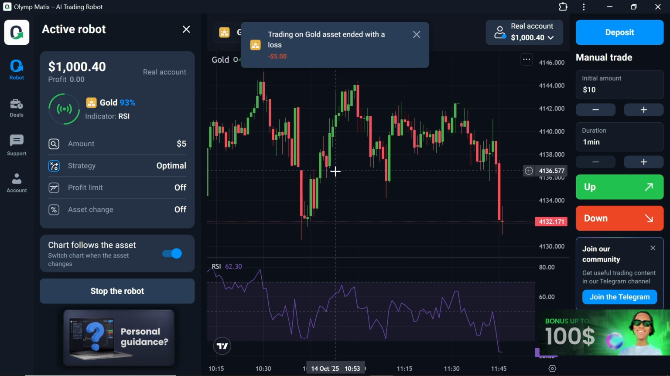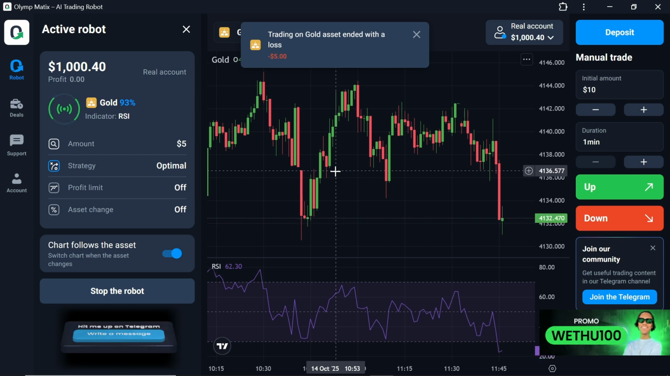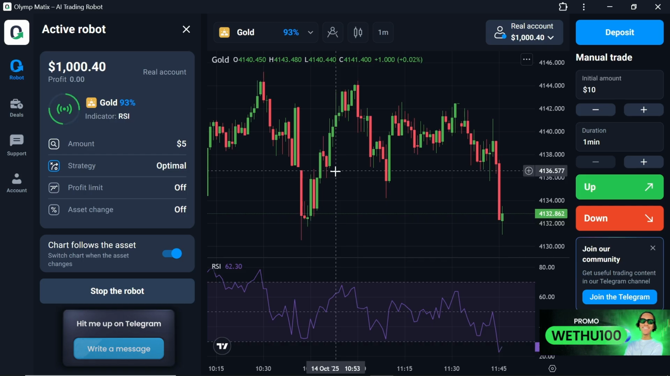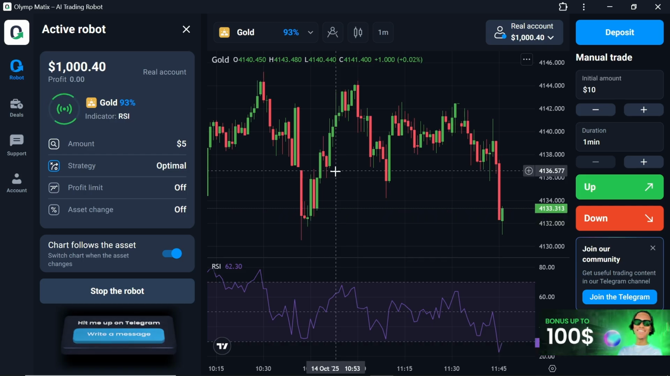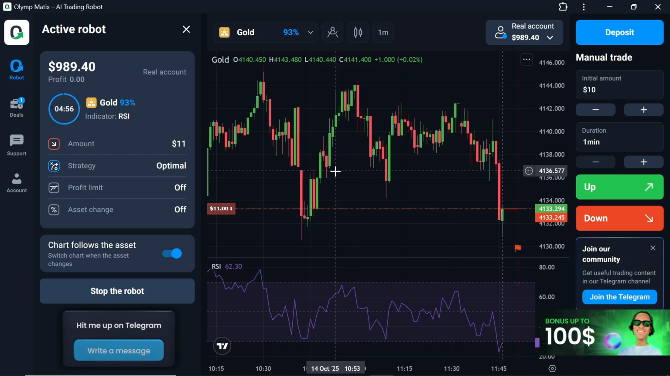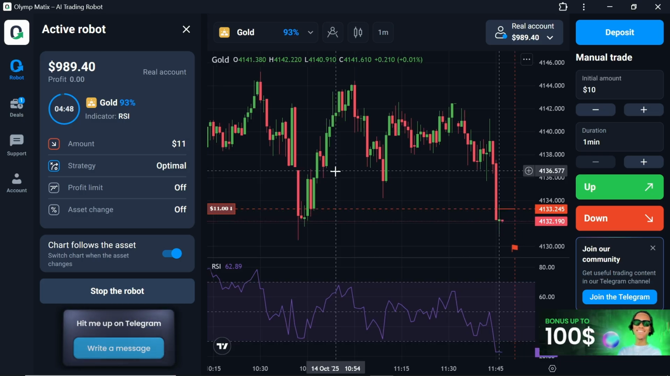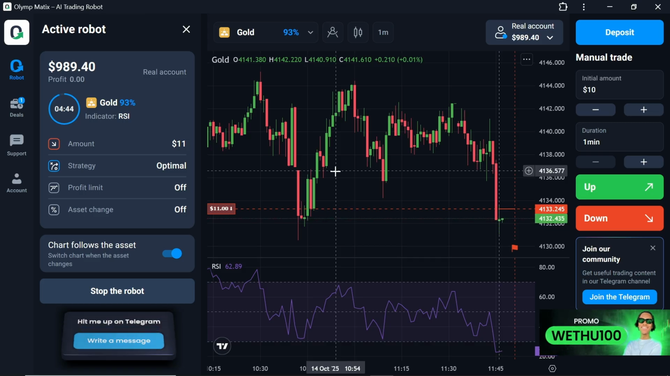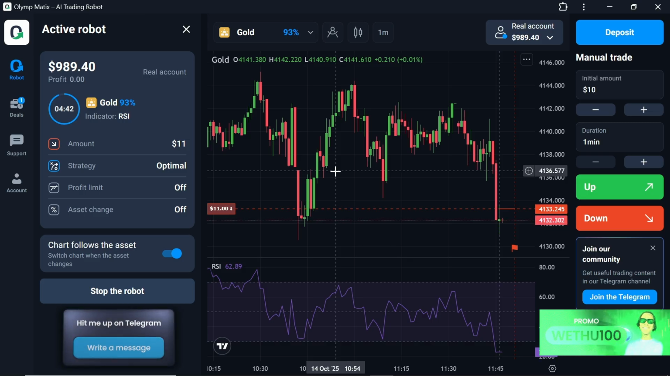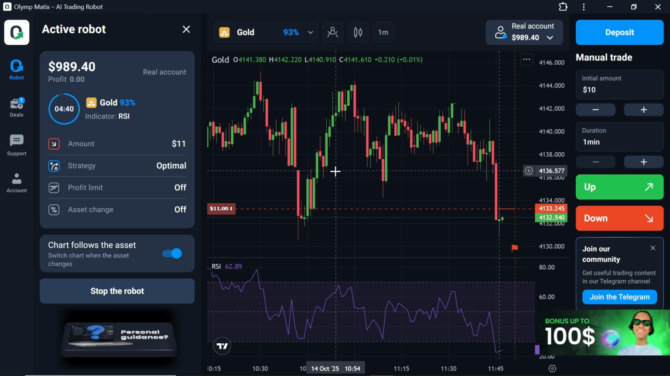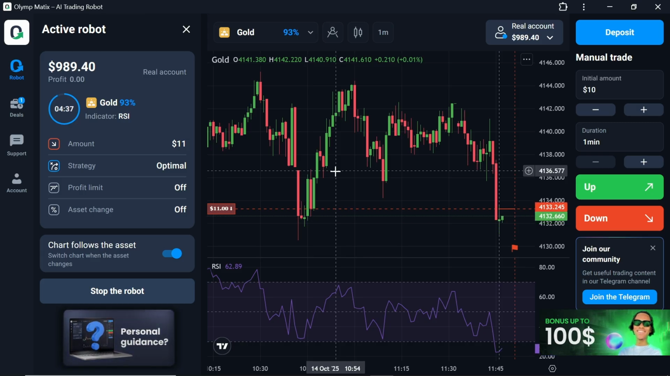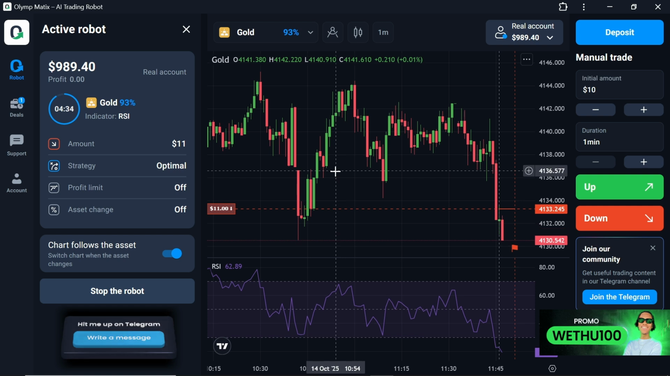Alright, so that one was a loss. Losses are part of the game. We just need to continue sticking with the strategy, and yeah, let's wait and see. So the robot scanned for the second position, and as you can see right there, the risk multiple has increased to $11, so that if it wins, we recover the previous $5 that we lost, and then we make more profit with that. So let's wait another 5 minutes again, and let's see how our third position plays out.